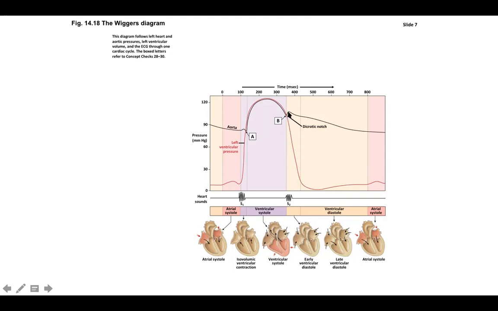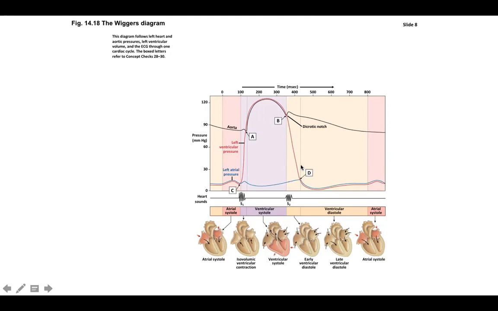But the pressure in the aorta stays quite high. And that's because the tone of the muscles, the elastic tissue, and the collagen all contribute to the aorta being a high pressure circuit. So the pressure in the aorta always stays high compared to the left ventricle. You can see that it only goes down to a few millimeters of mercury at the end of diastole.